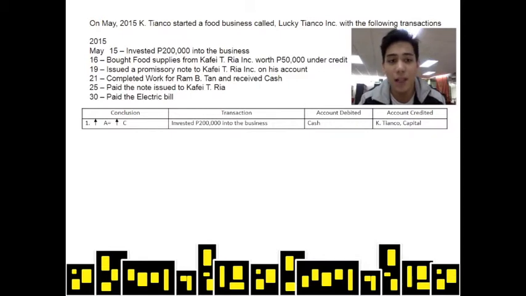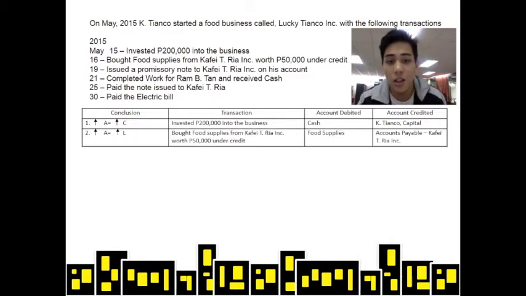So now let's talk about your debited. Under debit, it's an increase in assets. So you're gaining cash, so you put it under cash. And since you're talking about your credit, you're gaining a capital. It's an increase in capital. So you put Kiko Tianco capital since it's an increase in capital and it's the owner. So now let's talk about your second one.